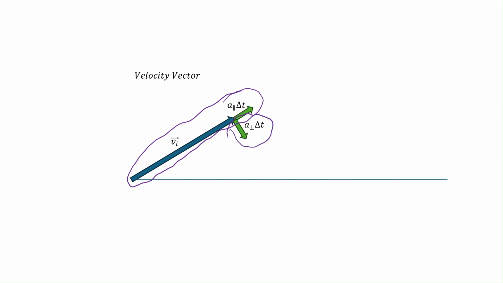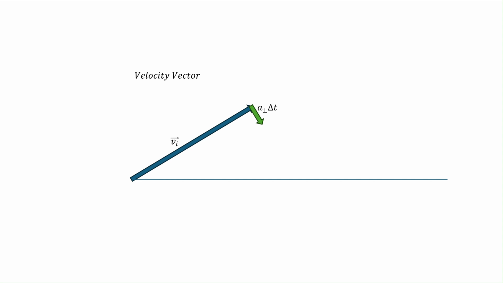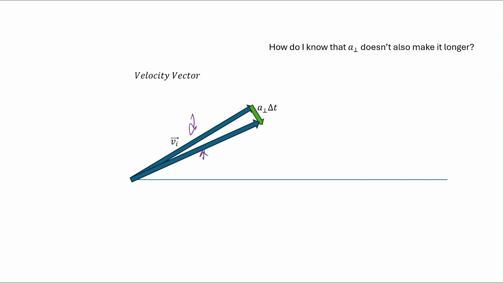What does the piece along the direction of motion do? It increases the size of the vector. In other words, acceleration along the direction of motion makes your speed larger. Of course it does. What does the one that's perpendicular to motion do? It changes your direction. It bends you downward. Now here's a question. How do I know that a perpendicular acceleration also doesn't make it longer? Like, these two arrows look about the same size, but how do I know that in addition to bending it, it doesn't also make it longer?